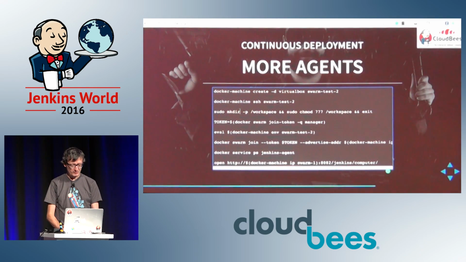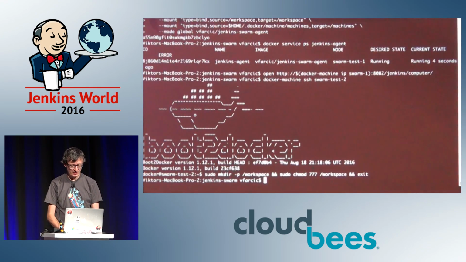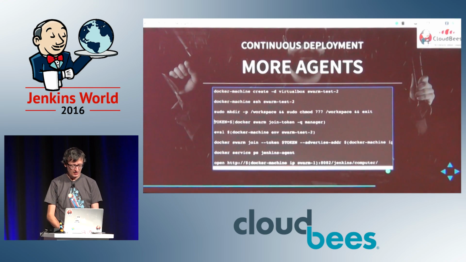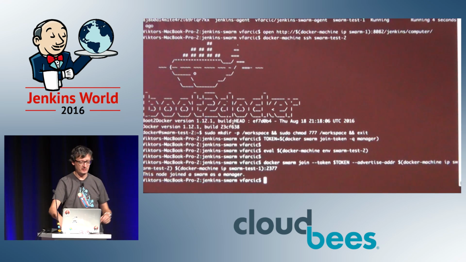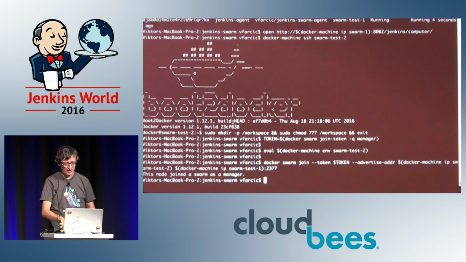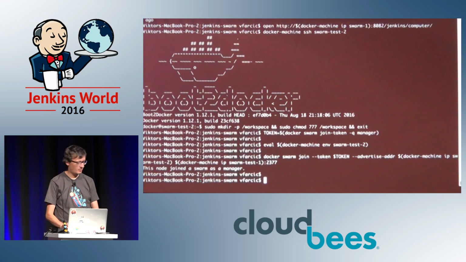So I'm going to enter this directory. I'm going to create a directory called workspace. I'm going to run Docker Swarm join. I'm going to say second server, join the cluster, right? Join the cluster, my test cluster, and be happy about it.